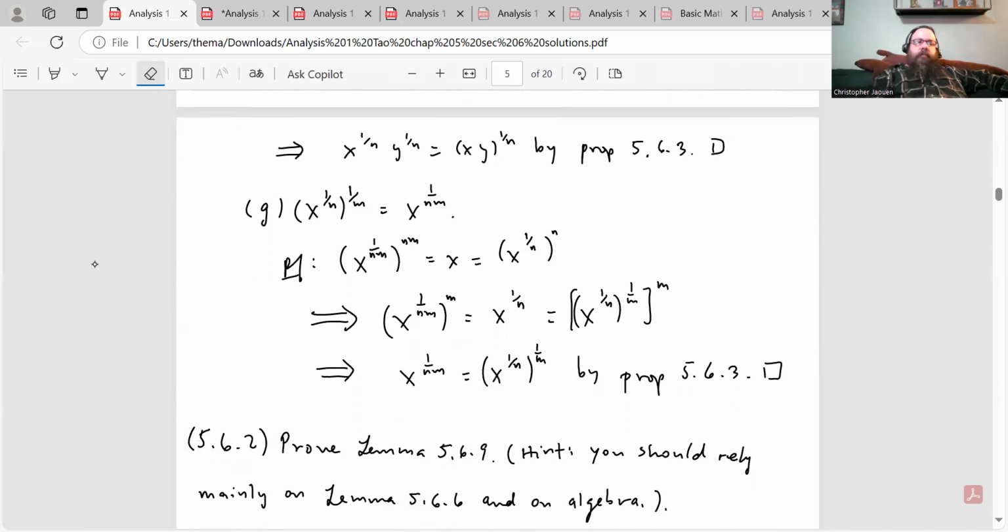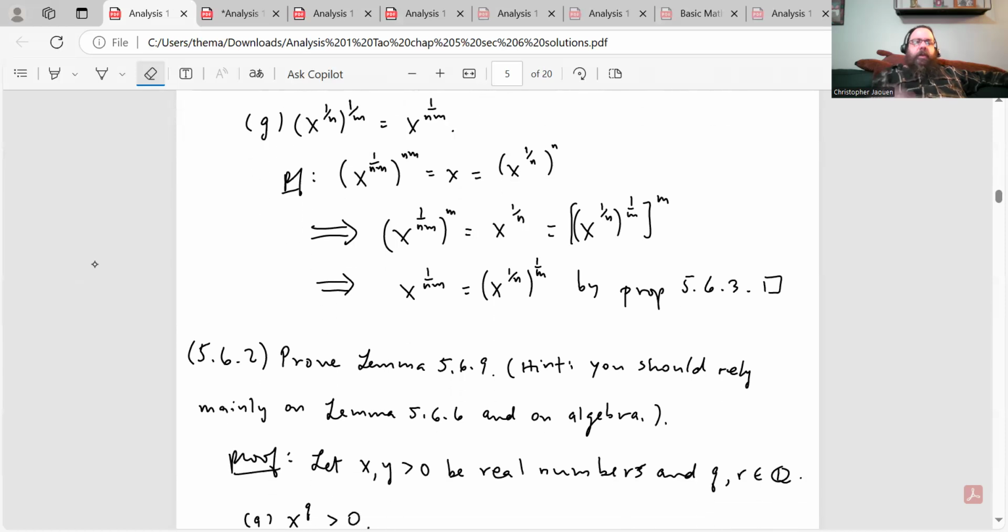Okay, in part G, (x to the 1 over n) to the 1 over m is equal to x to the 1 over nm. So again, here's my proof. (x to the 1 over nm) to the nm is equal to x, which is the same thing as (x to the 1 over n) to the n. That implies that (x to the 1 over nm) to the m is equal to x to the 1 over n, which is equal to ((x to the 1 over n) to the 1 over m) to the m power. And that implies that x to the 1 over nm is equal to (x to the 1 over n) to the 1 over m by proposition 5.6.3. Okay, and that's the first question.